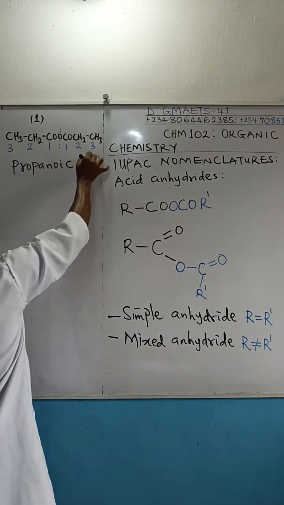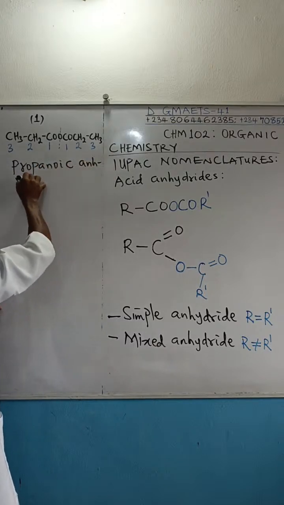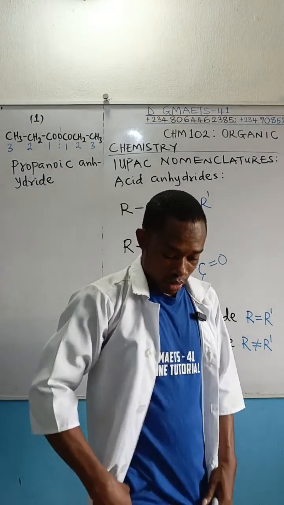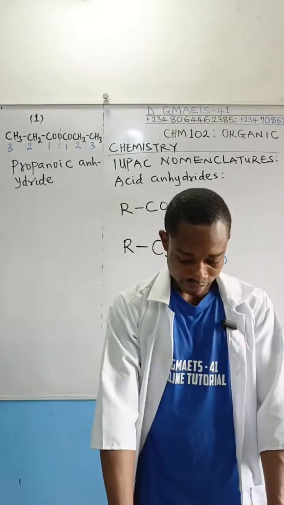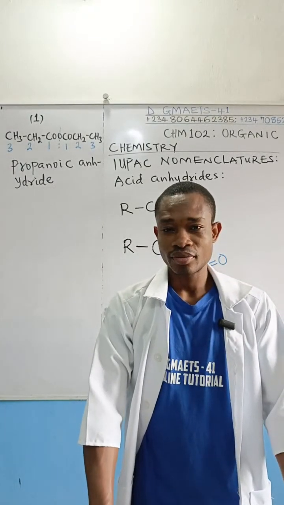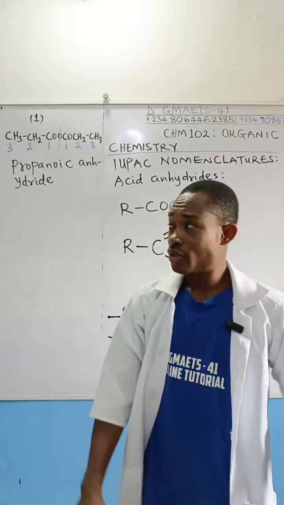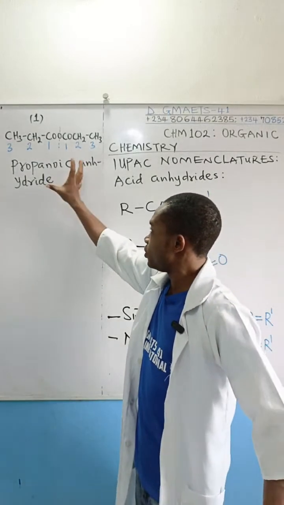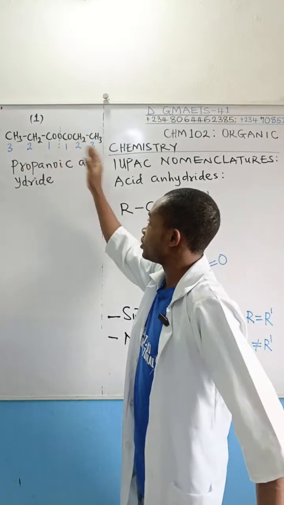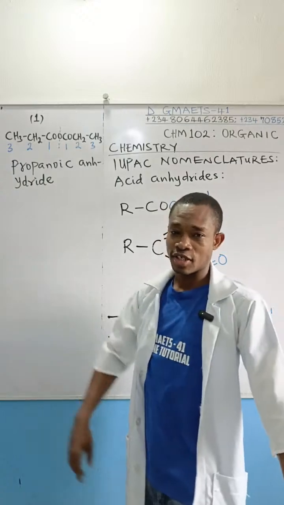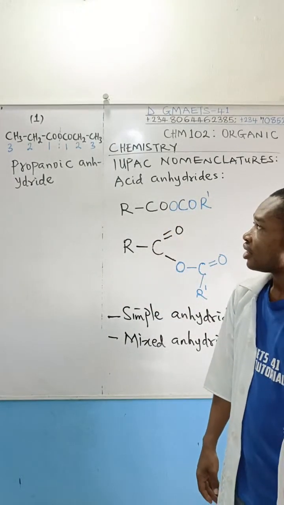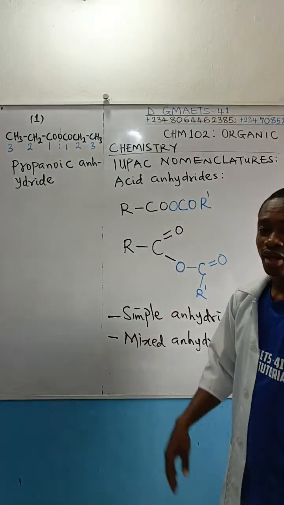Propanoic what? Anhydride. That's the name of that guy. Propanoic anhydride. Very cool. Once you say this, you notice that the anhydride you have here, on the left and right hand side of the oxygen that is singly bonded to both carbons of the functional group, the carbons on the left and right are the same in number.